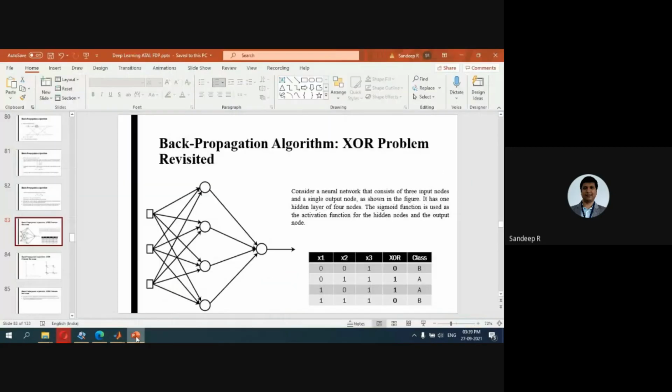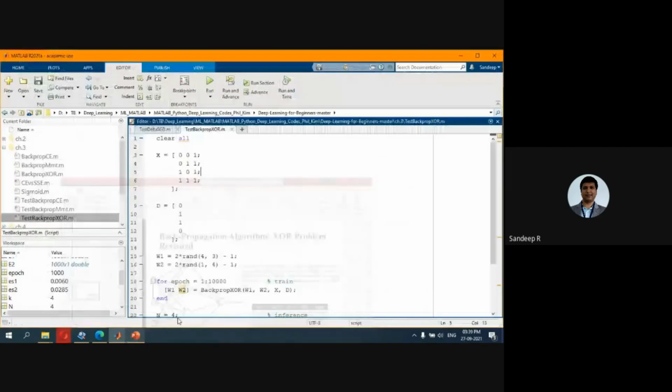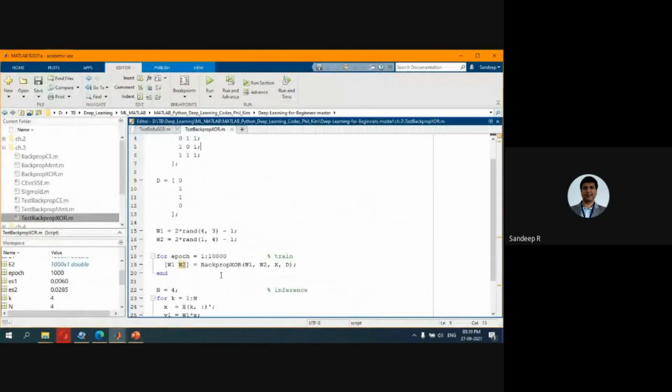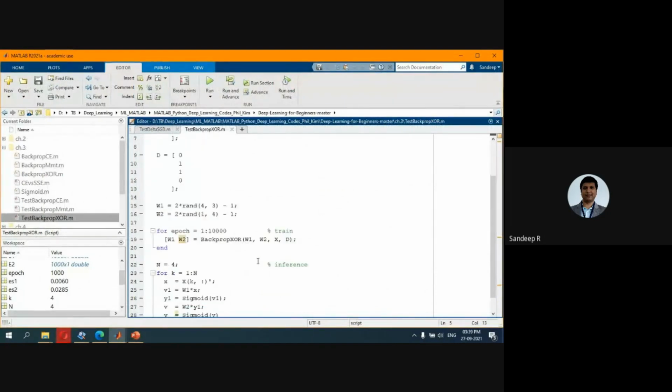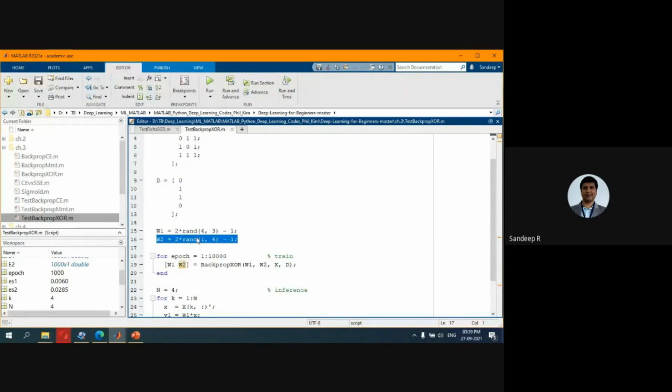Now there are 2 sets of weights. One, the weights between the input layer and the hidden layer, and another set of weights between the hidden layer and the output layer. Correct. So W1 represents the weight between the input and the hidden layer. W2 represents the weight between the hidden layer and the output layer. Okay. Now we have randomly initialized the weights.